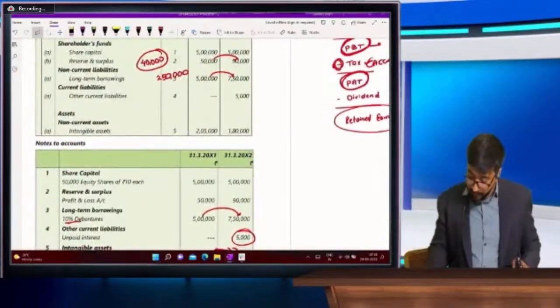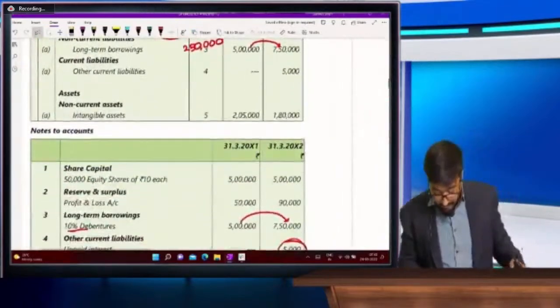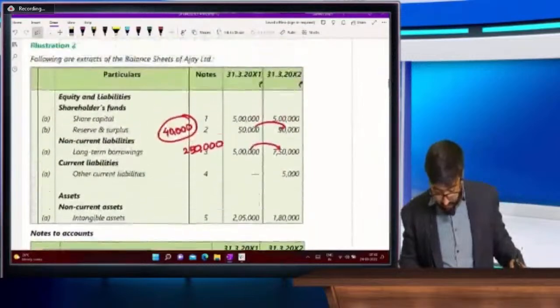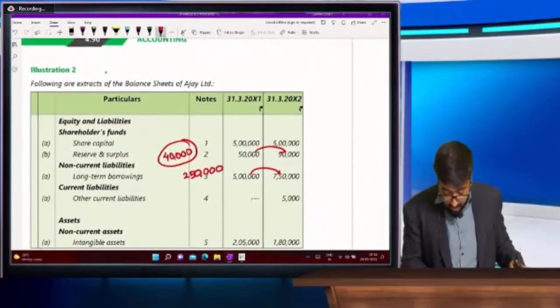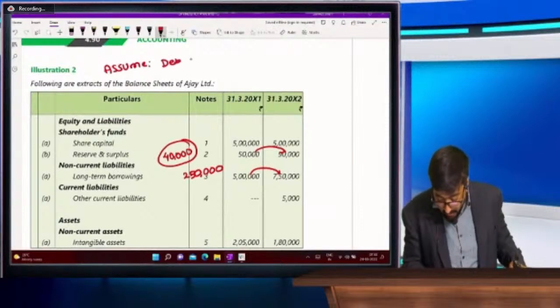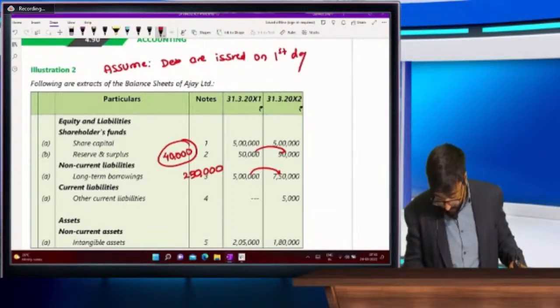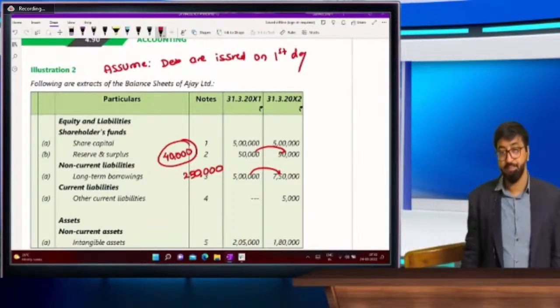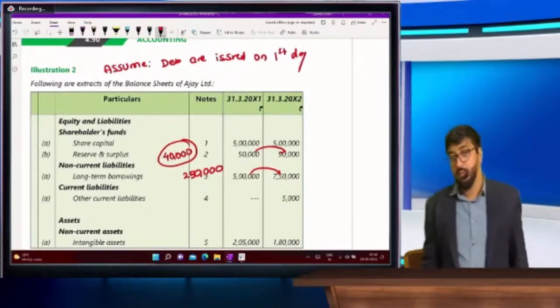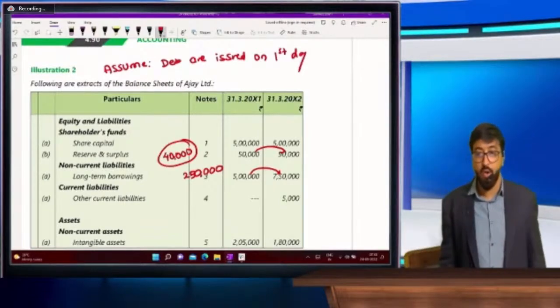See, my interest, we will assume debentures, you can write over there, debentures are issued on first day. Debentures are issued on first day.